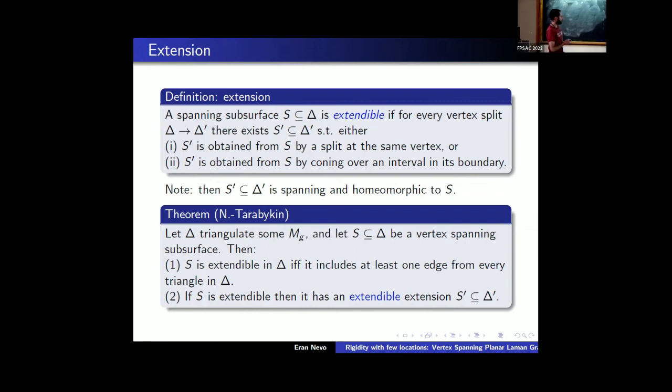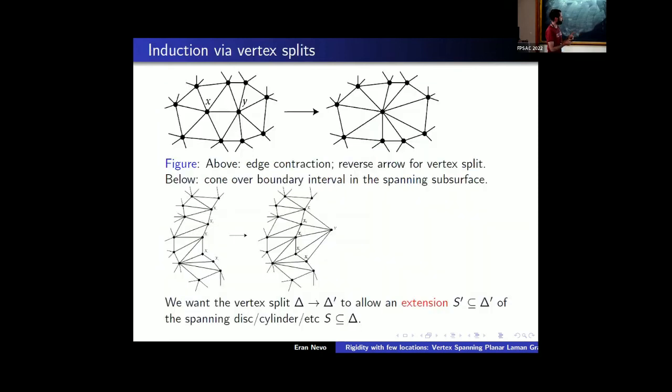And the homeomorphism type is preserved. So I didn't say how we, sorry, let me go back. So when we extend from the old subsurface to the new one, we do it either by doing a vertex split on the subsurface, or the other option is this, which is we cone over an interval in the boundary. So in any case, we preserve the topology and we capture all the vertices.